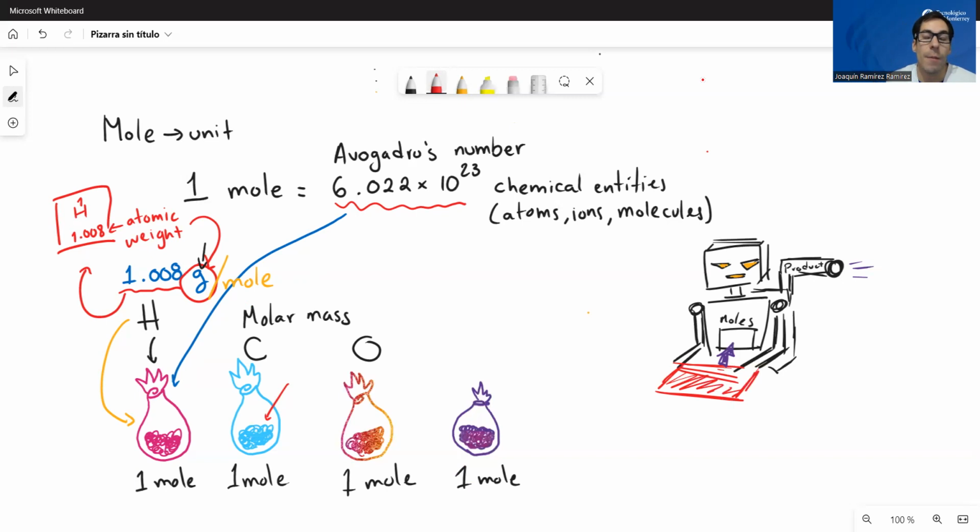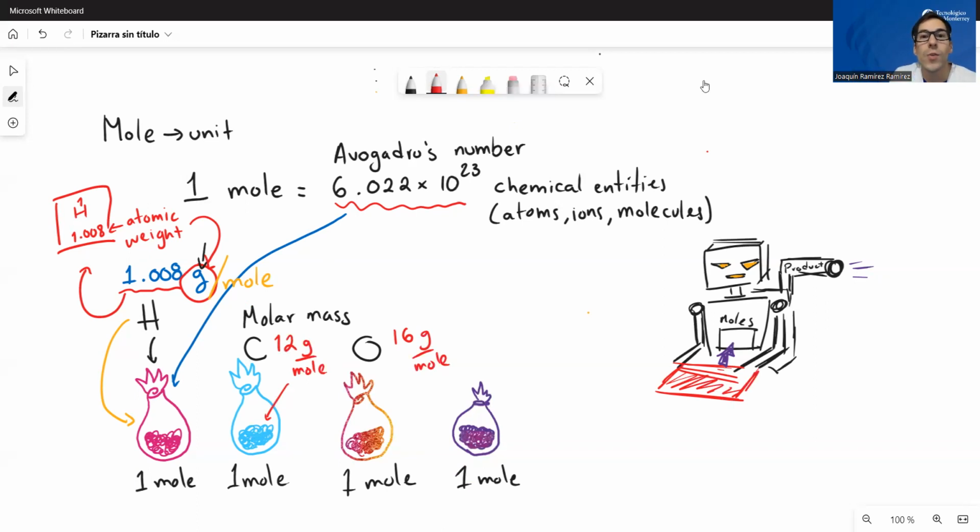The molar mass of carbon will be around 12 grams per mole. Okay, that number, you can find it in the periodic table. And in the case of oxygen, it will be 16 grams per mole. Okay, this is telling you that although you have the same number of particles in each one of the bags, because each individual atom is heavier than the other, going from left to right, the total mass of that bag, or the molar mass, or the mass of 1 mole, will be different.